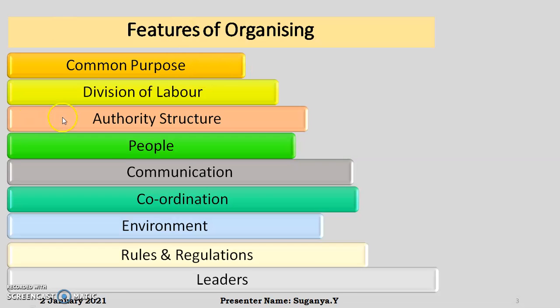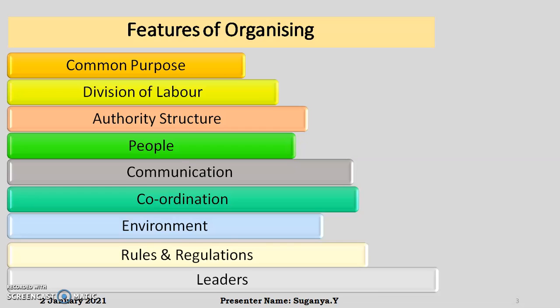Next one, coordination. Coordination here refers to cooperation. All the teams should work in a coordinated manner. They are all interdependent upon each other. So as a manager, I should make sure that very good coordination exists between all these groups.